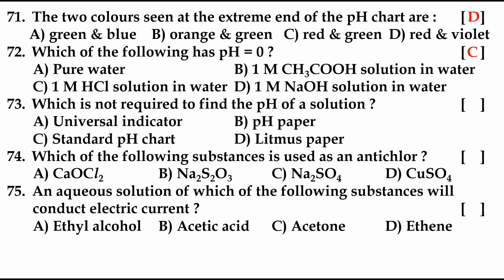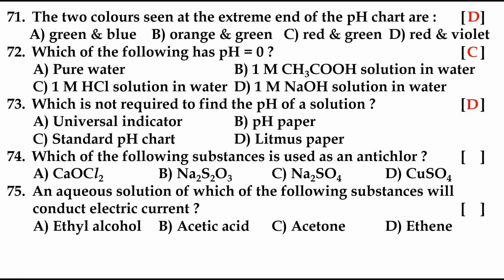73. Which is not required to find the pH of a solution? A. Universal indicator. B. pH paper. C. Standard pH chart. D. Litmus paper. Answer is option D. Litmus paper.